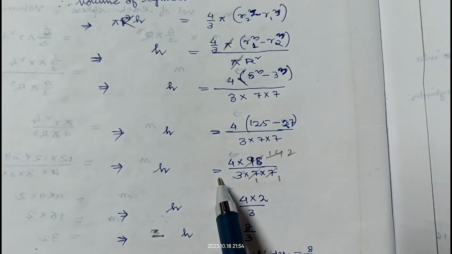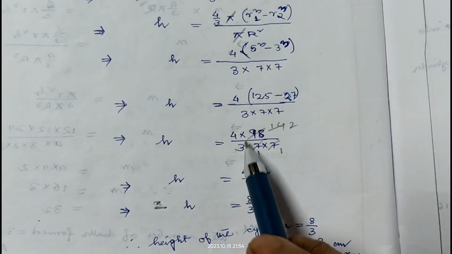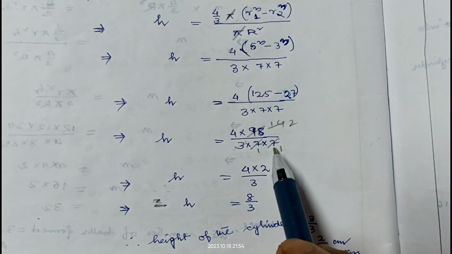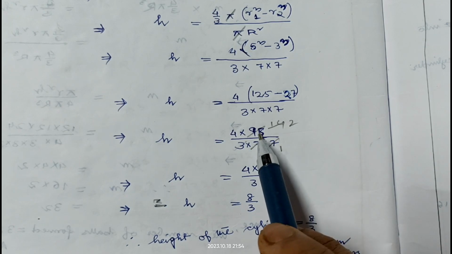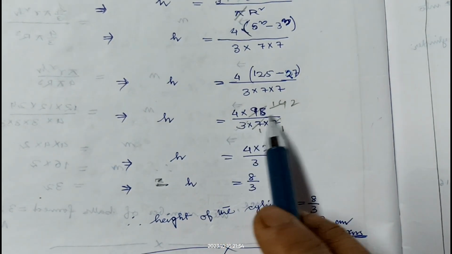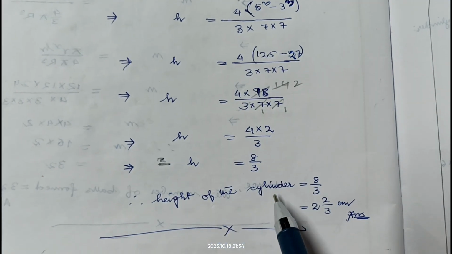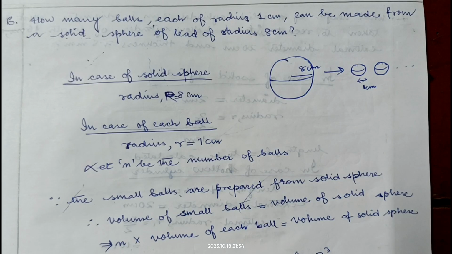So h is 4 into 125 minus 27, which is 98. And here 3 into 7 into 7. 7 7s are 49, 49 2s are 98. So after cancelling 98 with this 2, we got 2. So h is 4 into 2, which is 8 by 3. So the height of the cylinder is 8 by 3, which is 2 2 by 3 centimeters.